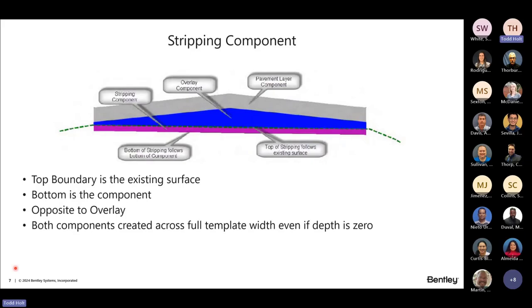Right, so our stripping component is our purple. We have an overlay component, which is the blue, and we also have our pavement design, which is the gray. So that could give us a good example of what we're going to build out. And we'll look at that more in the next couple hours or next couple times that we run through the exercises.